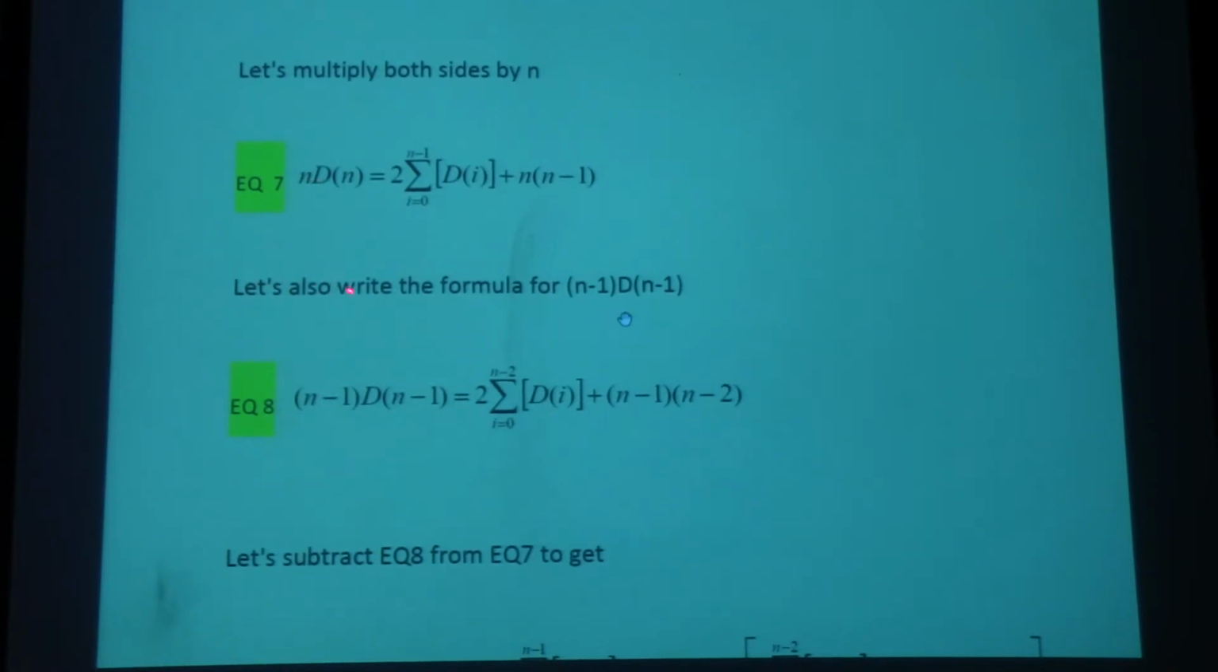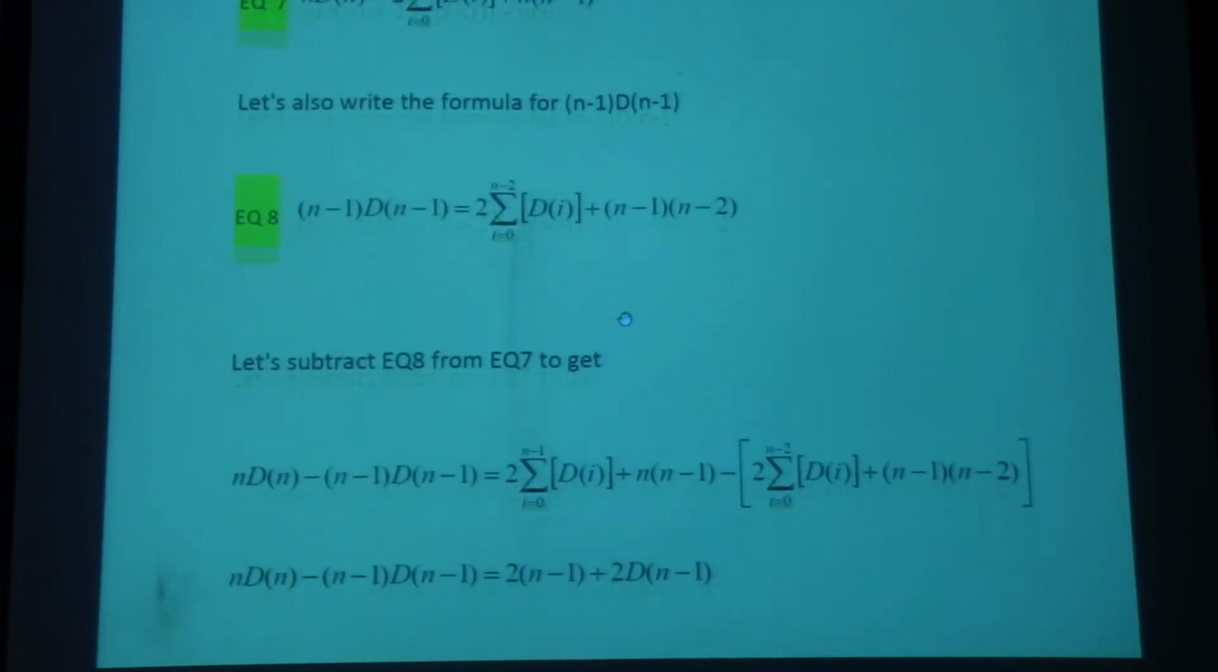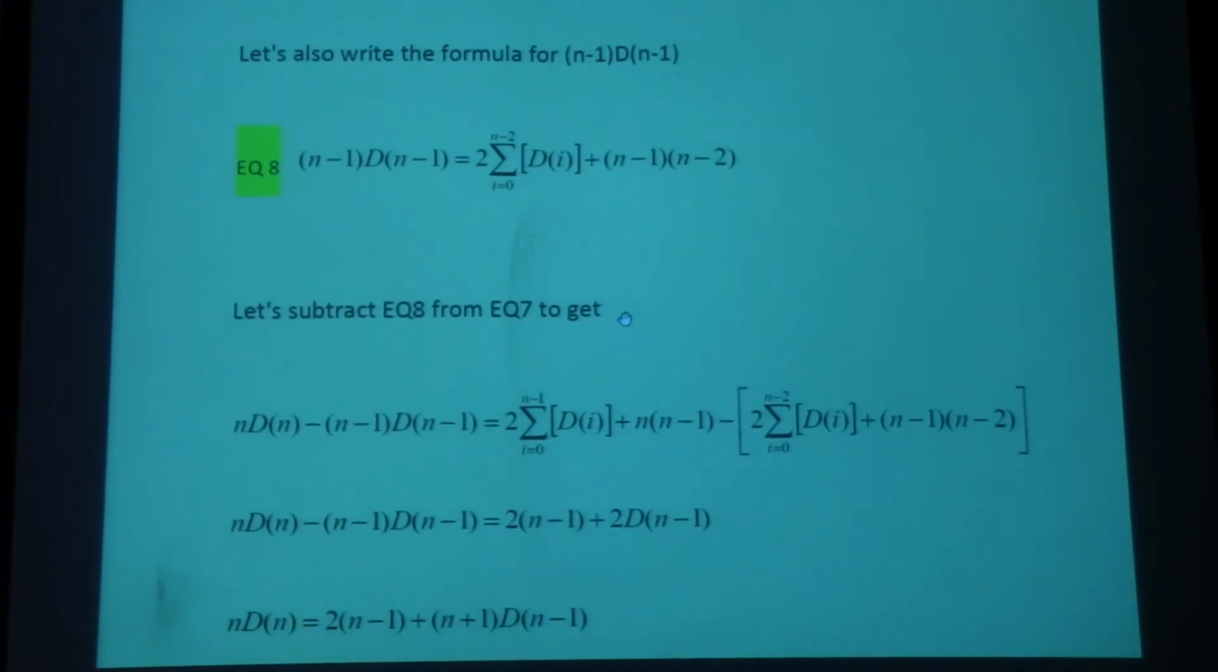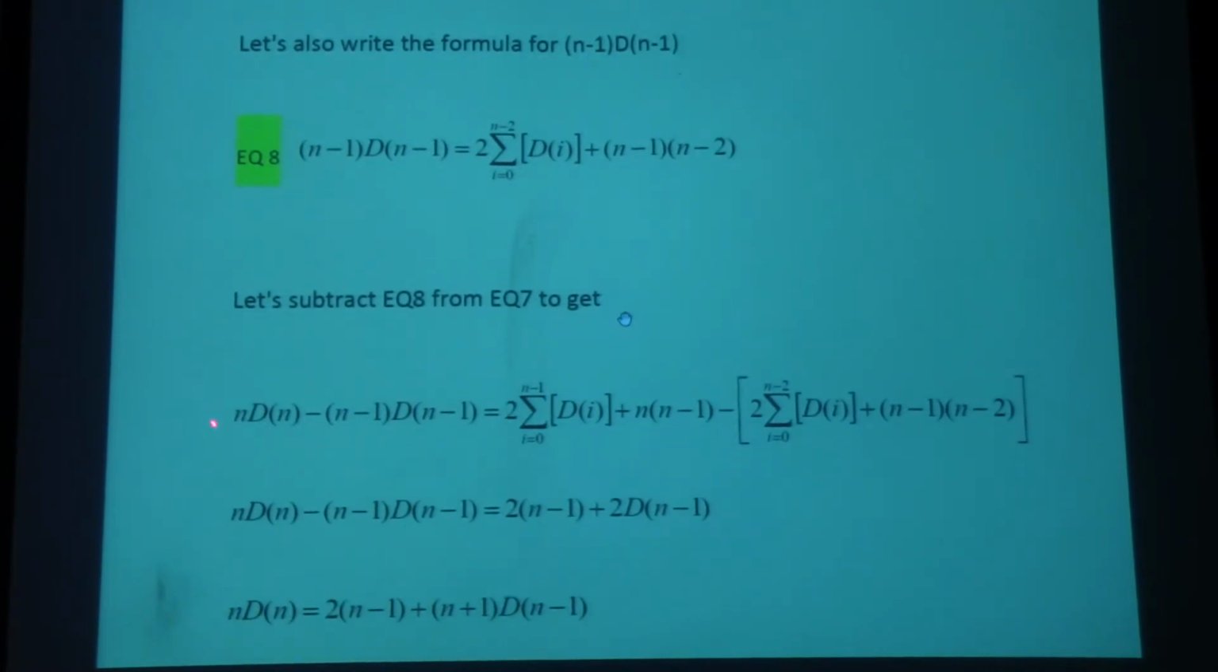We also write the formula for n minus 1. So we simply copy the formula exactly as we did. And then we subtract equation 7 from equation 8. That gives us a lot of disappearing action with the telescoping of our sums. And then we end up with this.